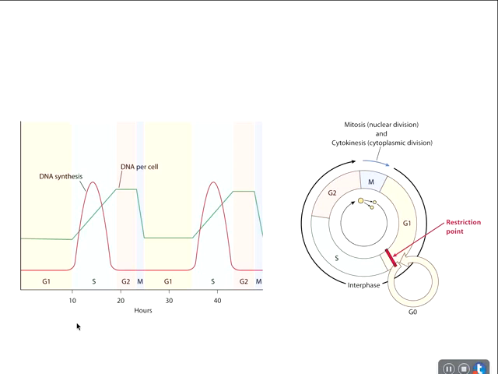Interestingly enough, a cell that's been in G0 for a long time frame, if you expose it to a growth factor, it will push it on through that restriction point. So it is literally just waiting for that growth factor to show up.